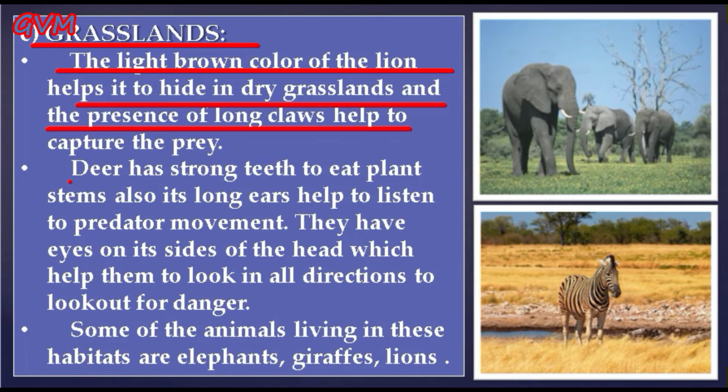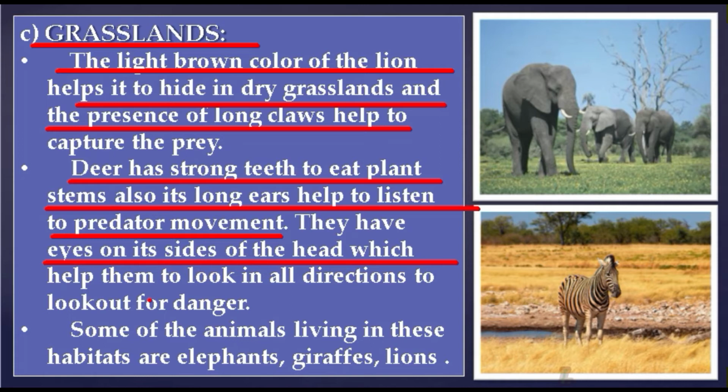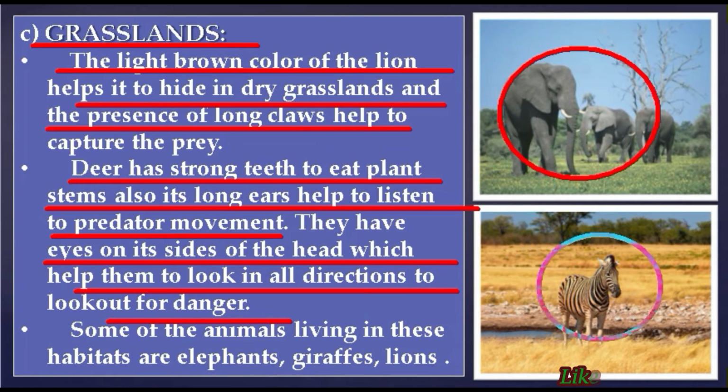Students, in the same way, deer has strong teeth to eat plant stems, and its long ears help it to listen to its predator's movement. And students, not only this, animals like deer also have eyes on the sides of the head, which help them to look in all directions to look out for danger. And generally, the animals that are found here are elephants, giraffes, tigers, lions, etc.